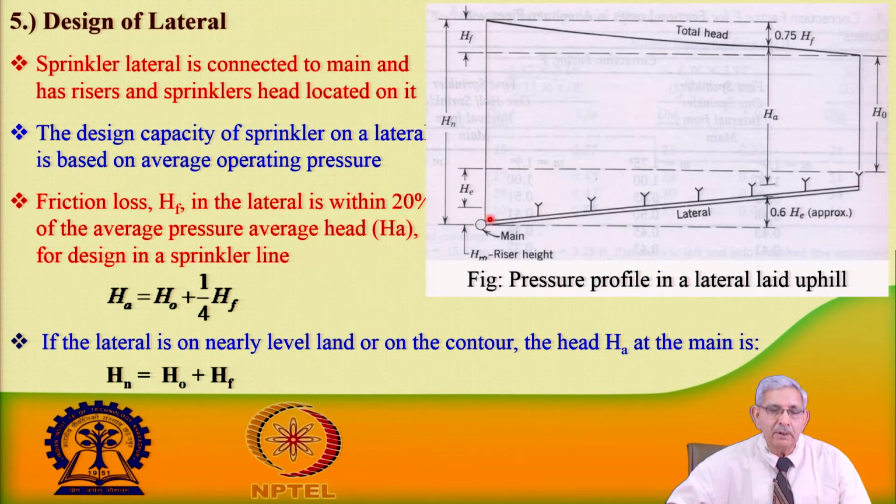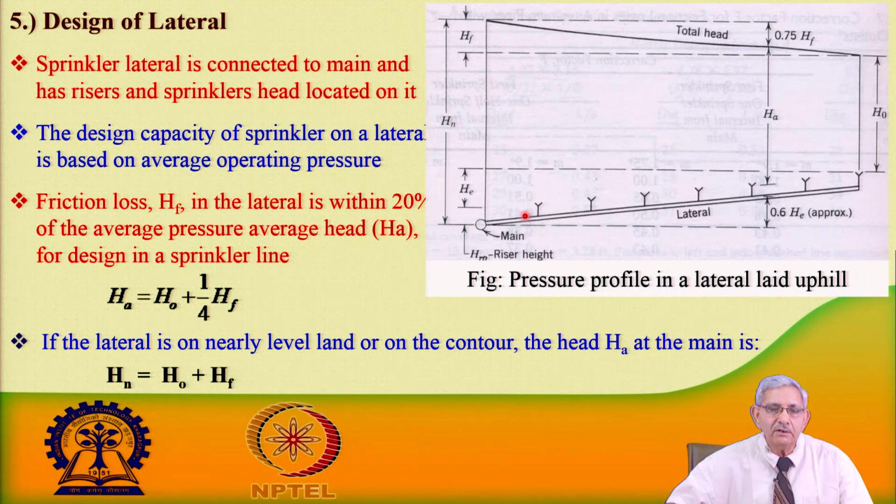There is a main pipeline which is perpendicular to the board, you can see here, and this main pipeline is receiving water from the pump, and then the lateral has been attached to the main pipeline. In this particular figure, we see that the lateral is kept at a certain elevation, meaning it is going up the hill. The pressure profile: the lateral is laid up the hill, on elevated land, and sprinklers are mounted on this lateral.